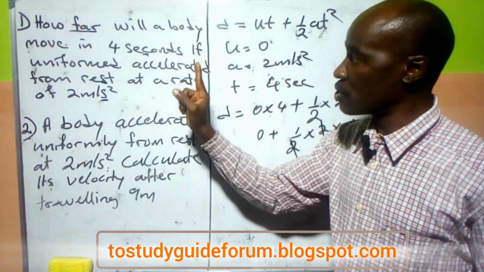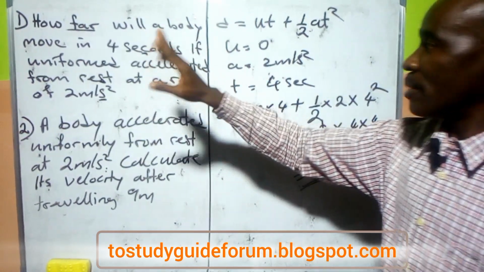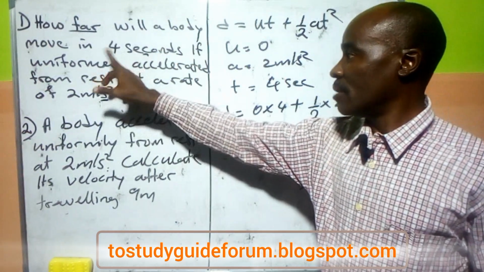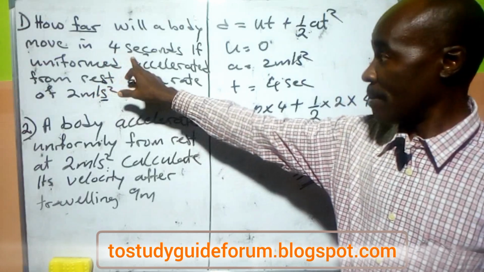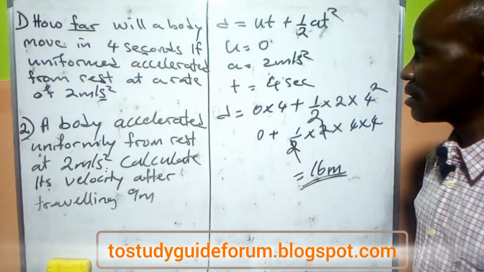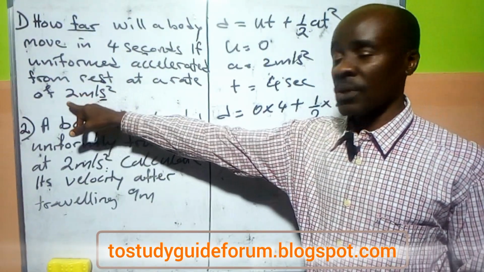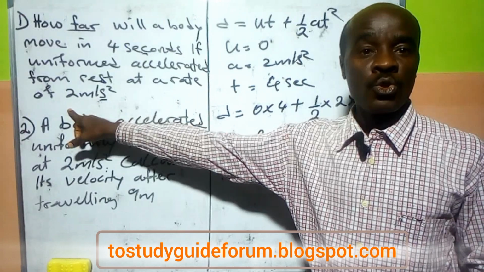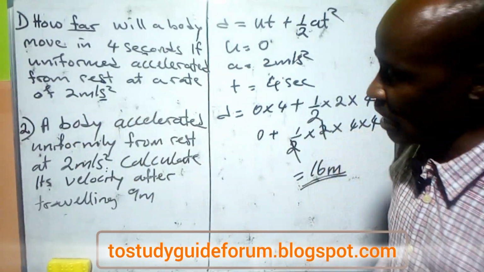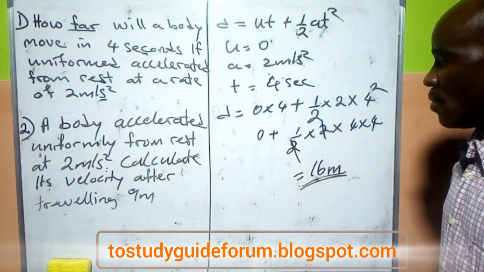If the body is moving in 4 seconds and accelerating at the rate of 2 meters per second squared, that is what we have. The next one we're going to be looking at is the second question.